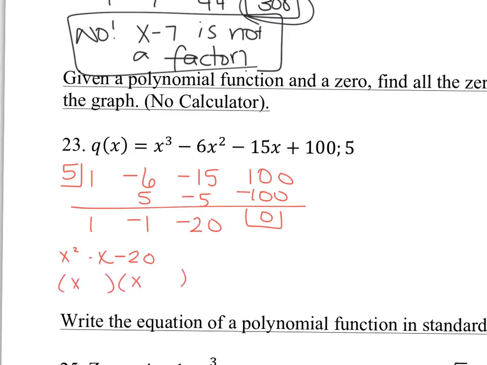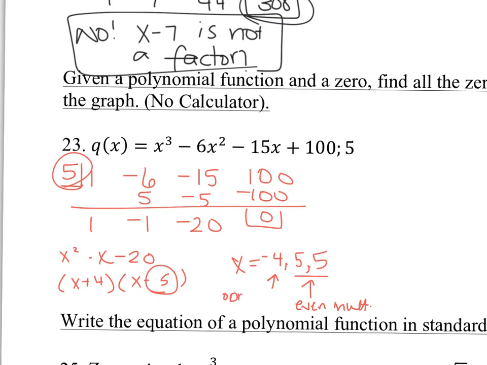Factors of 20 that make negative 1, that'd be 4 and 5. 5 has to be negative, 4 has to be positive. So x equals negative 4, 5, and 5 again, because I had 5 up here and I had 5 down here, which means 5 has an even multiplicity. It has a multiplicity of 2. Negative 4 has an odd multiplicity, which means it has a multiplicity of 1.